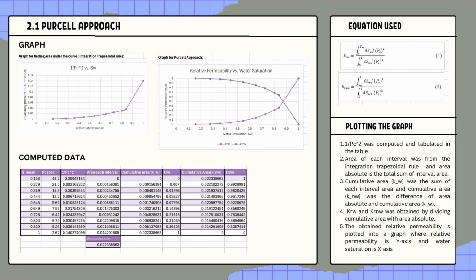So for the first one, we use per cell approach, in which we calculate the 1/PC squared for each data and tabulate in the table. Then the area of each interval was computed from the graph of 1/PC squared versus saturation water. Then we get the area of each interval and the area of absolute, which is the total sum of interval area. The cumulative area for the wetting phase is the sum of each interval area, and the cumulative area for non-wetting phase is the difference between area absolute and cumulative area for wetting phase.